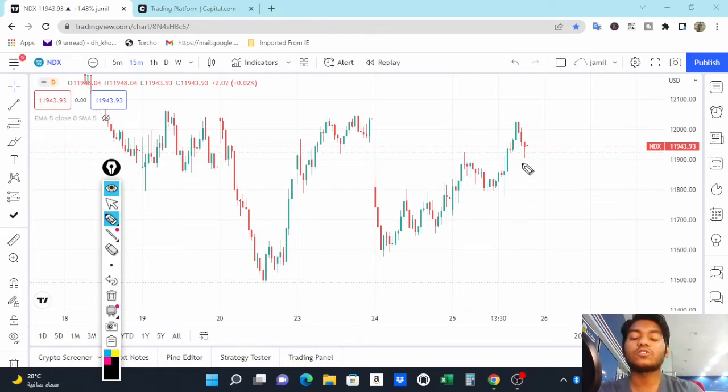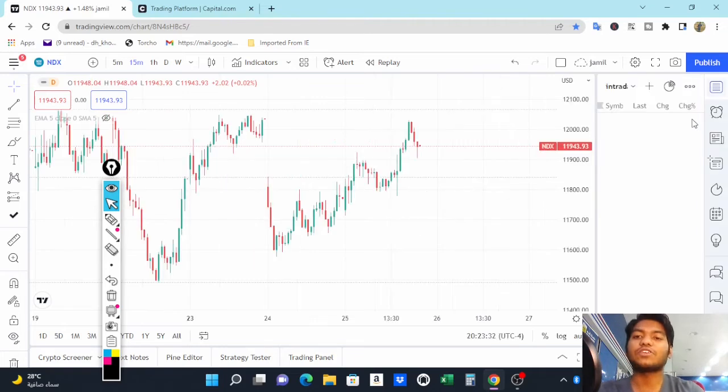We prefer to buy for tomorrow after a flat opening, around 11,970 to 11,980. As soon as it crosses 12,030, that should be our buying level, and 1:2 is going to be our target. So I hope you understand the point, friends. This is for the Nasdaq.